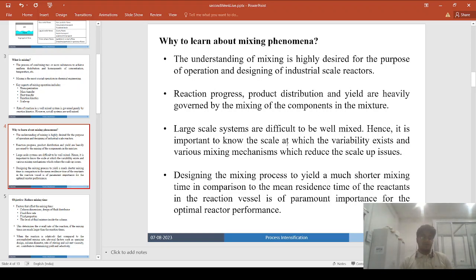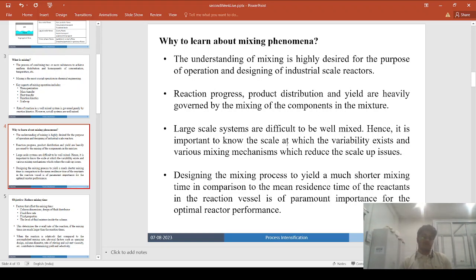Now designing the mixing processes to yield a much shorter mixing time in comparison to the mean residence time of the reactants in the reaction vessel is of paramount importance for optimal reactor performance. So if you are going to design a novel reactor, it should revolve around designing the mixing process to yield a much shorter mixing time.